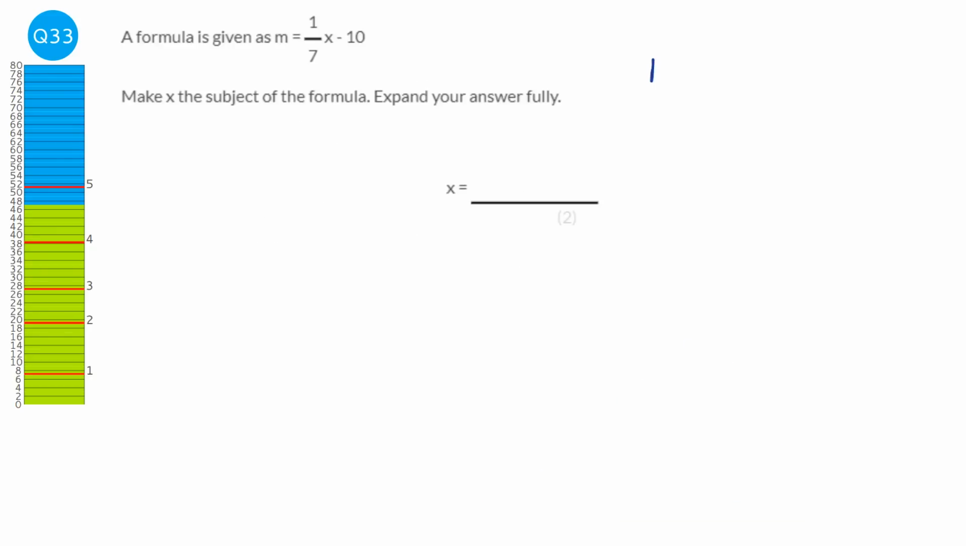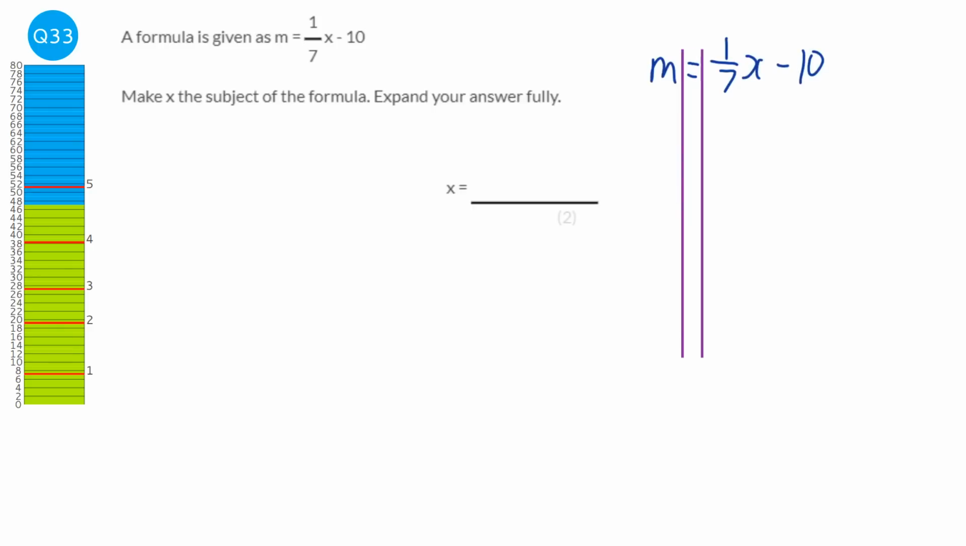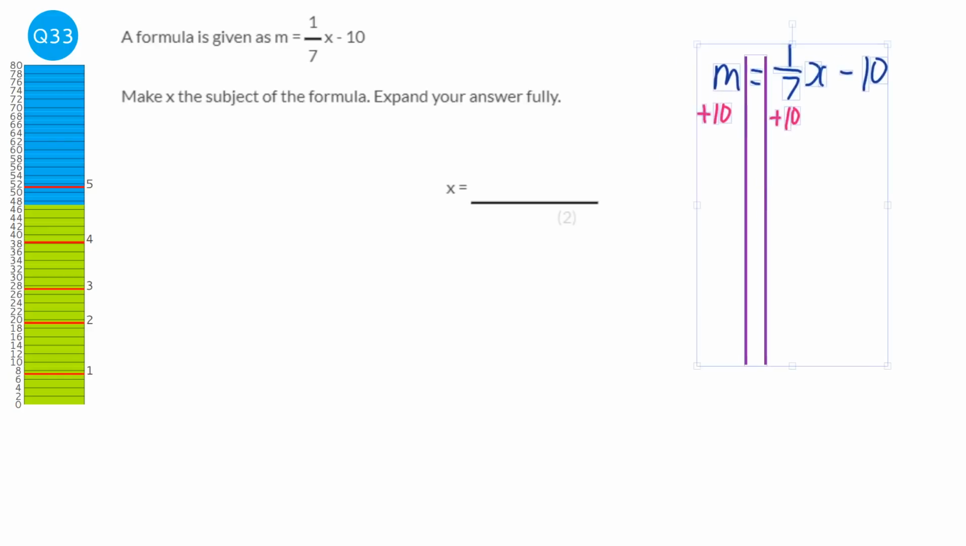So I'm going to start just by writing out the equation, and I can put my lines in. Okay, we're asked to make x the subject, so we're going to first of all add 10 to both sides. In fact, I'm just going to move all this over a little bit so I've got a bit more space. Okay, so we're left with m plus 10 on the left hand side, and we've got 1/7 x on the right hand side.